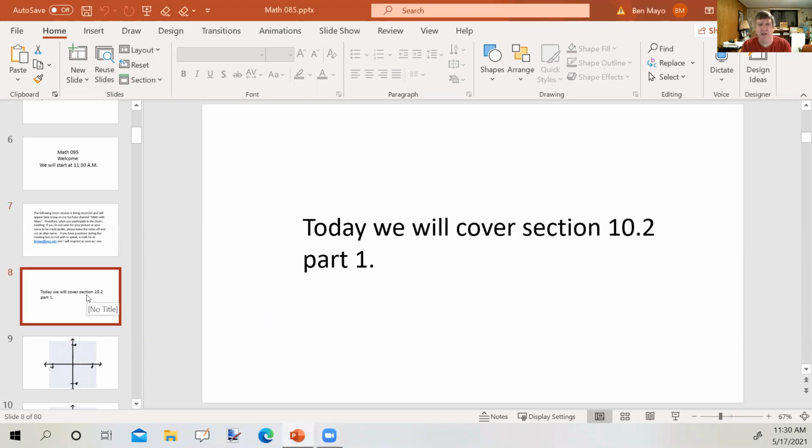All right, today we're going to take a look at section 10.2, the first part, and it deals with something called the quadratic formula. And what I want to do, first of all, is to show you how the quadratic formula was developed.